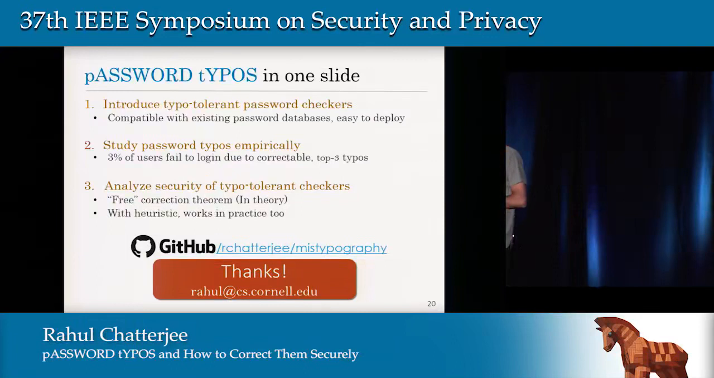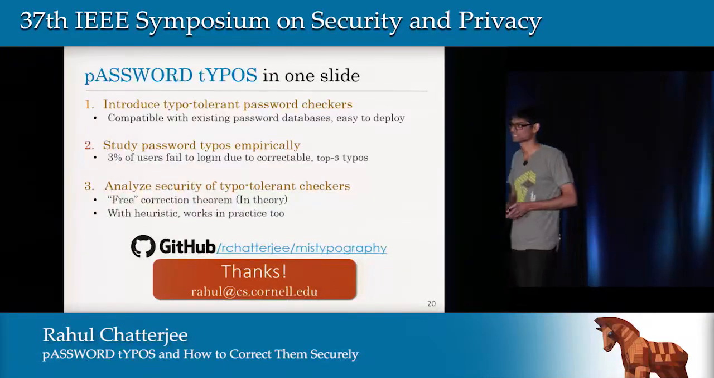I'm not aware of any studies on whether users would be willing to choose stronger passwords should there be typo tolerance. But there is an indirect conclusion from some study that people choose weak passwords because typing passwords is difficult. So maybe there is a correlation, but yes, that's a good idea.